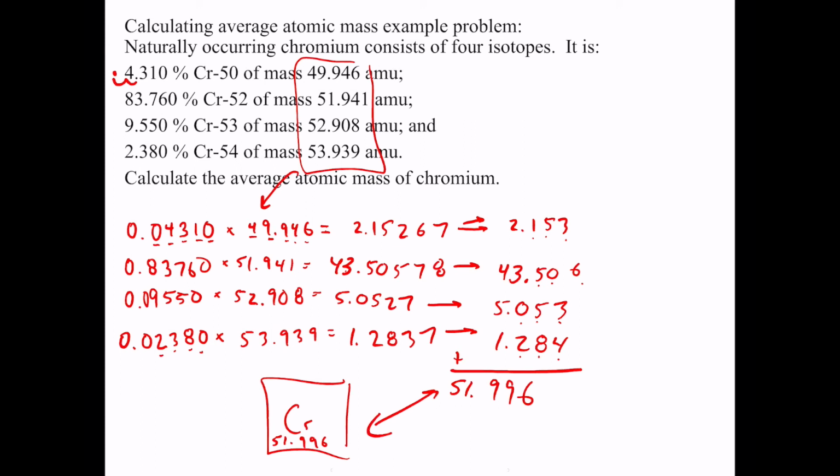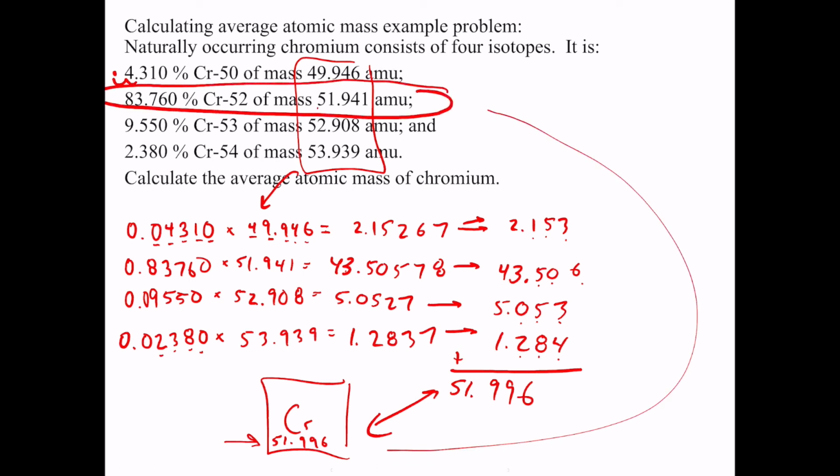So what we've done here is we've figured out that number that's on the periodic table, the average atomic mass. Now notice that it's pretty close to 52, right? So if we take a look back up here, this one was about 52. It was 51.9, which is actually pretty close to what the number is.